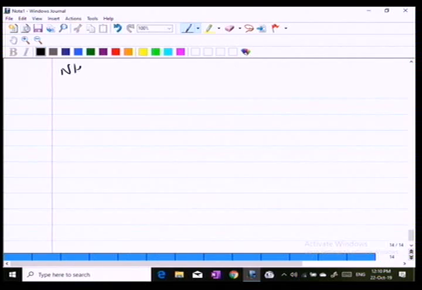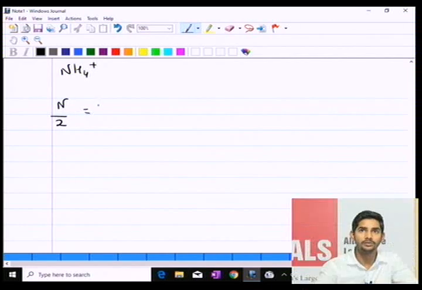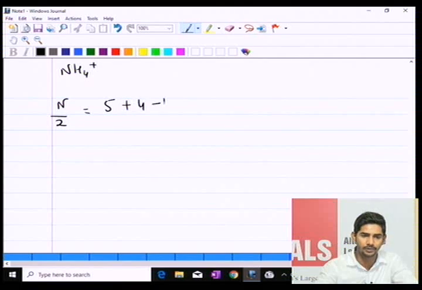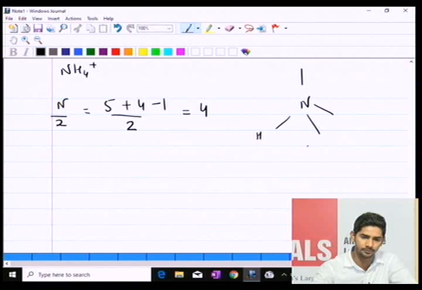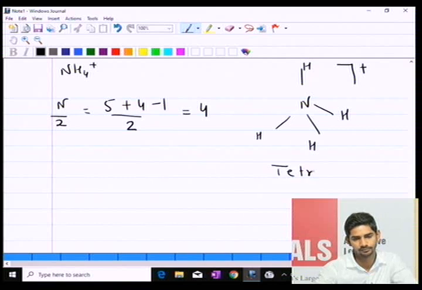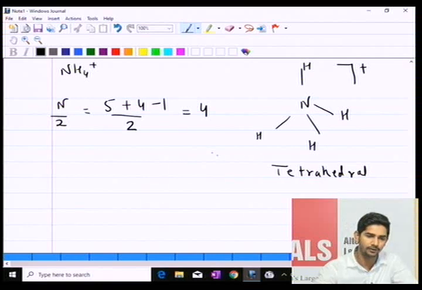First example is NH4 positive. n/2: nitrogen is the central atom. Use valence electrons 5 plus 4 minus 1 because there was the positive charge. It will come out to be 4. And we know the correct way to place 4 atoms. And this one will be your tetrahedral. If I talk about the hybridization, it will be sp3.